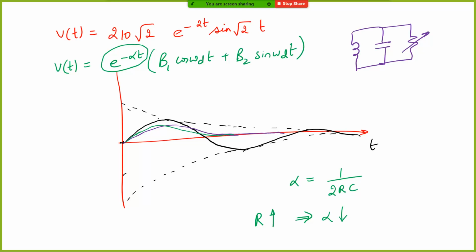So what can you say if you increase R and thereby alpha is going to reduce, does it lead to faster settling or slower settling? Slower settling. Slower settling, okay. Why slower settling? Because alpha is going to reduce, the envelope is going to very gradually reduce. That is, if the value of alpha reduces, e to the power of minus alpha t is going to have a more gradual slope, right? And because of this more gradual slope, you'll have more of these oscillations, or what is called ringing.